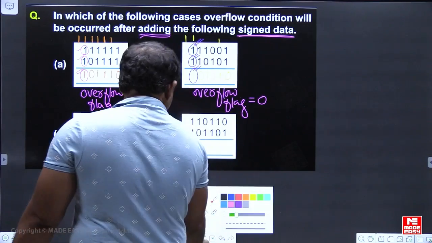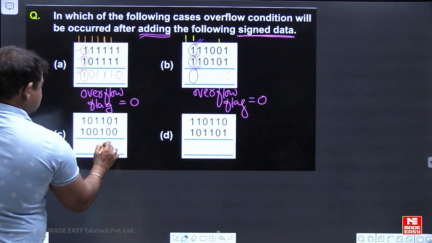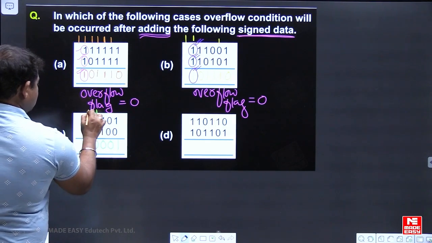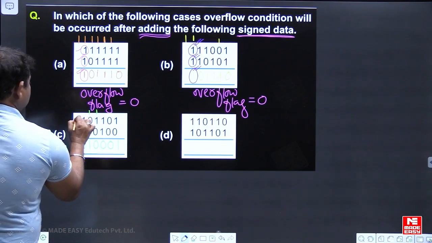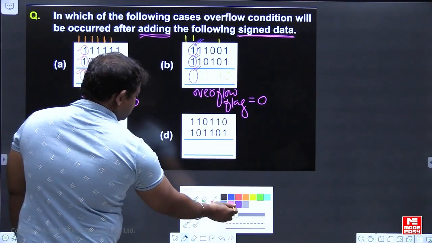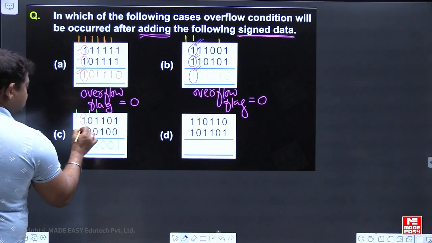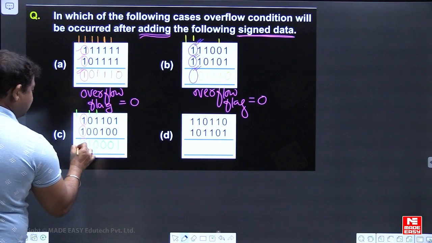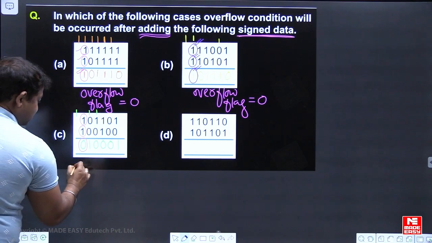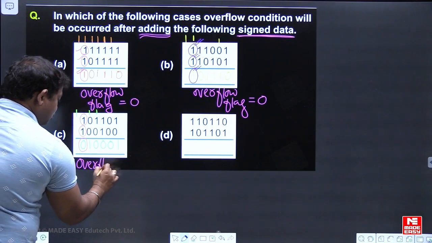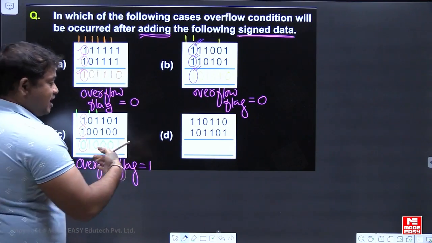All right, now come to the option C. This one 1 0 0, 0 1 0 1. Now when you see the result, first operand MSB bit is negative, second operand MSB bit is negative, result MSB bit is 0. When same sign data is processed, result contains opposite sign, then overflow present. So here overflow flag equal to 1, set, range exceeding.